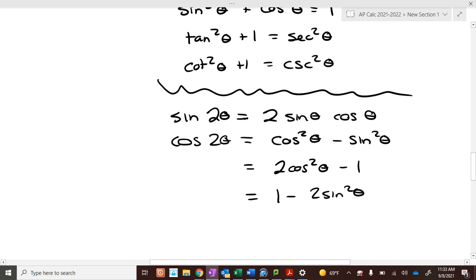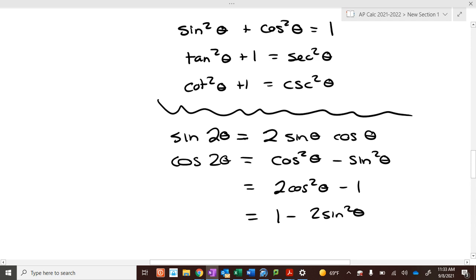Because sine squared of theta is equal to 1 minus cosine squared of theta. So minus a negative is plus positive. Yep, that's right. And then cosine squared of theta is equal to 1 minus sine squared of theta. So 1 minus 2, yep, that's right. These are double angle identities, yes.